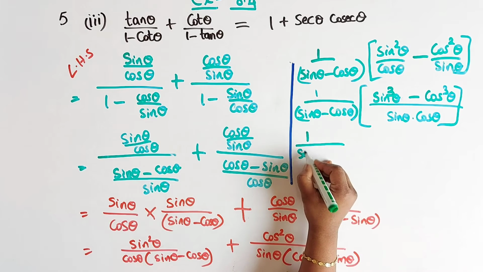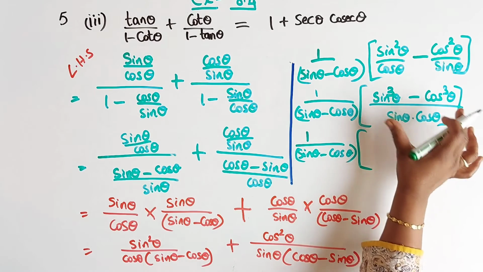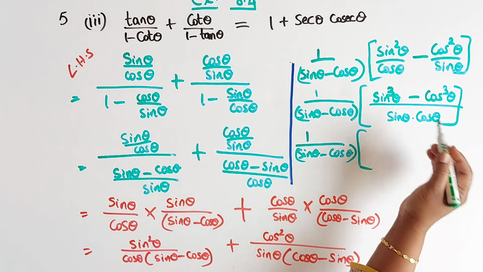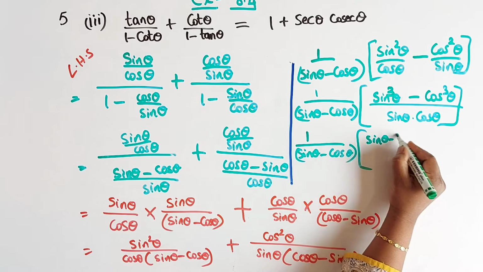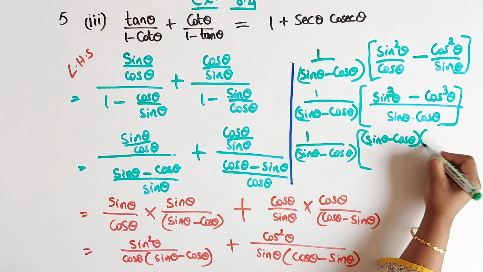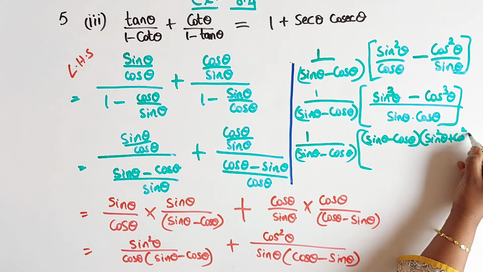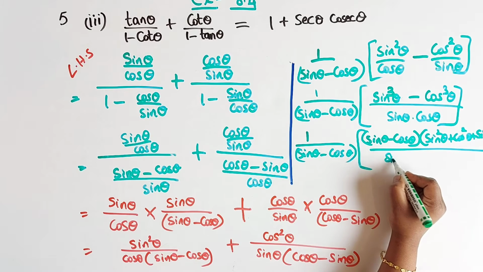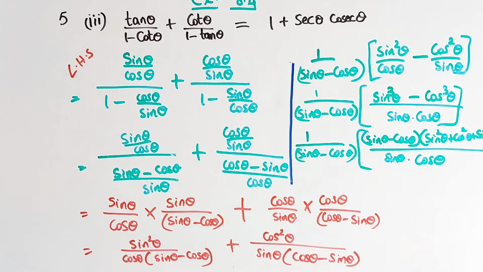So I am writing this one as it is. As per formula, we have to solve this one. A cube minus b cube equal to a minus b into a square plus ab plus b square. So here a minus b, that is sin theta minus cos theta, into a square, sin square theta plus cos square theta, plus ab, sin theta cos theta, divided by here sin theta into cos theta. Right, children?